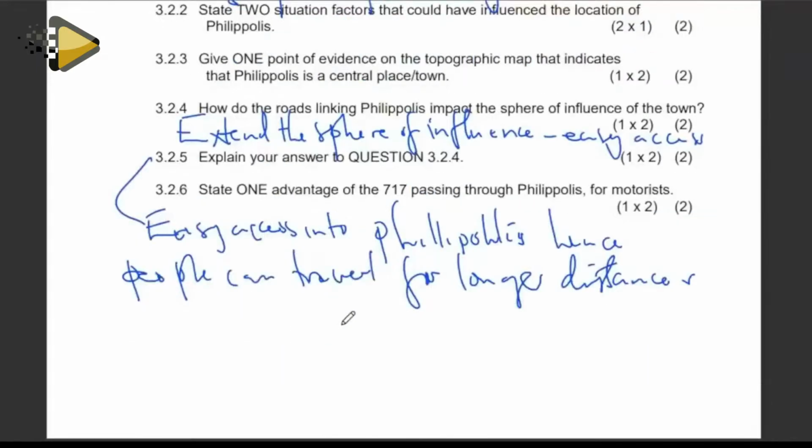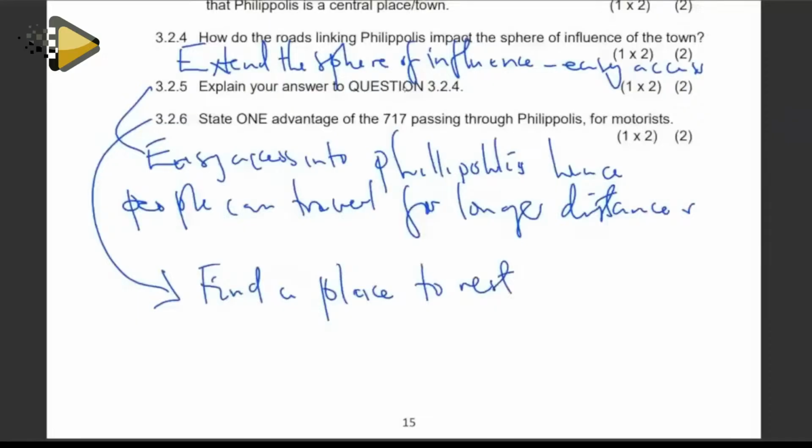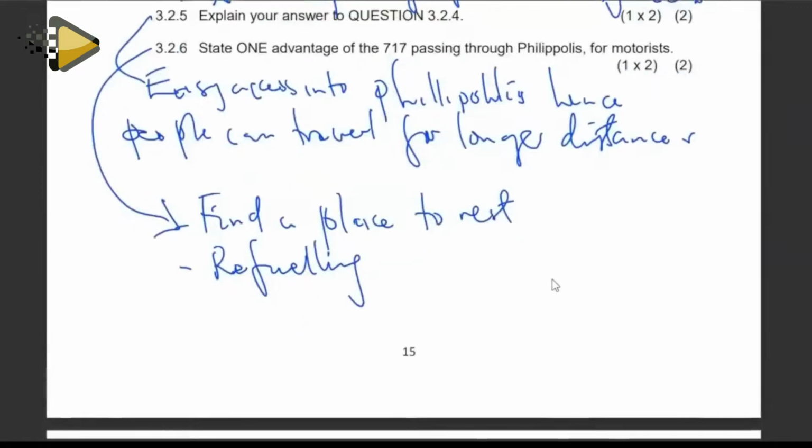State one advantage of the 717 passing through Philippolis for motorists. What is the advantage for motorists for 717 passing through Philippolis? Right. The advantage there for Philippolis for 717 is that the motorists can find a place to rest. For example, they've traveled over a longer distance. They want a place to rest. They can easily rest because the road is passing through Philippolis. If they want to take a rest, then they can take a rest in Philippolis, or you can talk of refueling. Motorists can take a chance to refuel because the 717 is passing through Philippolis.